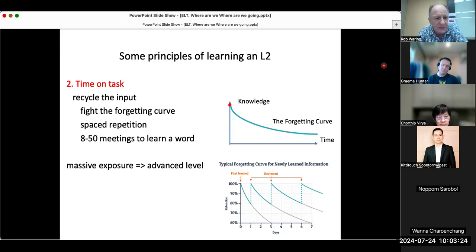So therefore, students need massive exposure to get to the advanced level. Again, we're going to come back to look at this in quite some depth later.